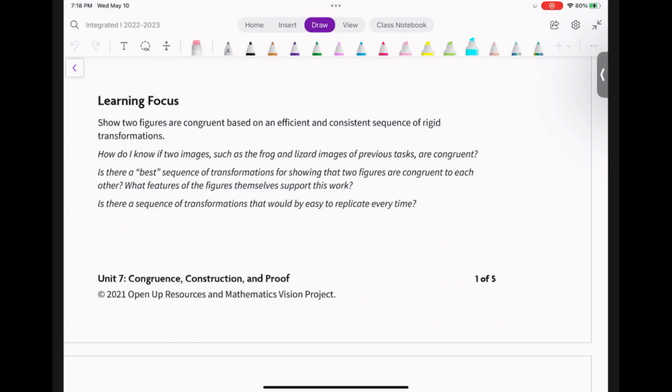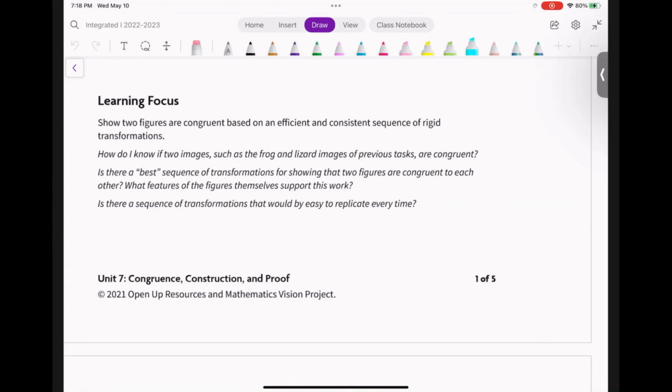And how do I know if two images, such as the frog and lizard images from the previous tasks, are congruent? And is there a best sequence of transformations for showing that two figures are congruent to each other? And what features of the figures themselves support this work? And is there a sequence of transformation that would be easy to replicate every single time?